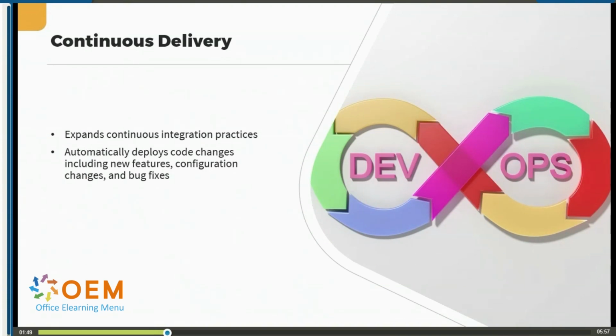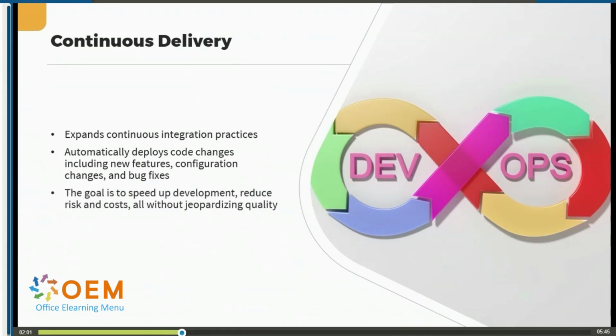So a DevOps team member adds new code to the repository, continuous integration builds and tests that code, and then the compiled software is handed over to the continuous delivery phase where it's automatically deployed to the needed environments. The goal of continuous delivery is to speed up development, reduce risks and costs, and do all of that without jeopardizing the quality. And that can be achieved because continuous delivery deploys your software the same way every single time.